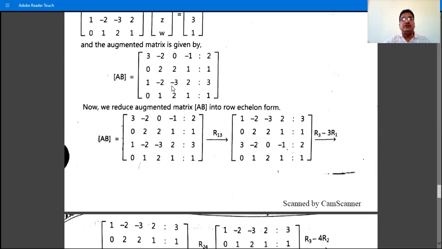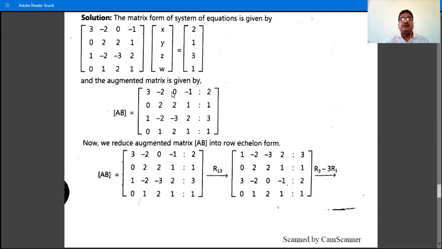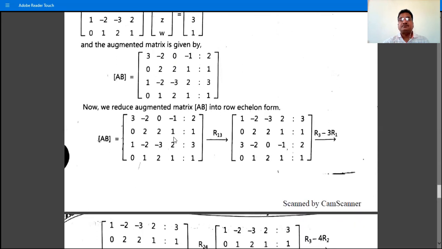Now we have to solve the system by using the Gauss elimination method. So reduce the matrix [A|B] to row echelon form, obviously by using elementary row transformations. There are 3 types of elementary row transformations. We can interchange any 2 rows, we can multiply any row by any number, and we can multiply any row by a number and add it to the previous row or the next row.